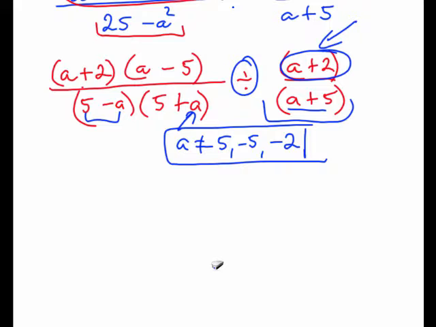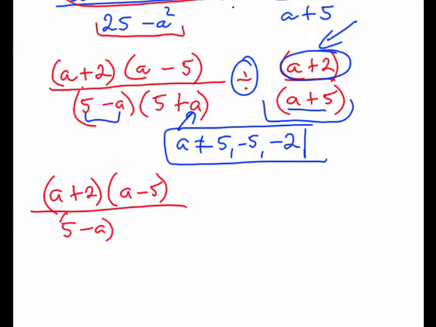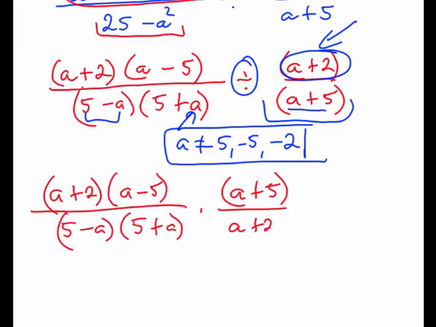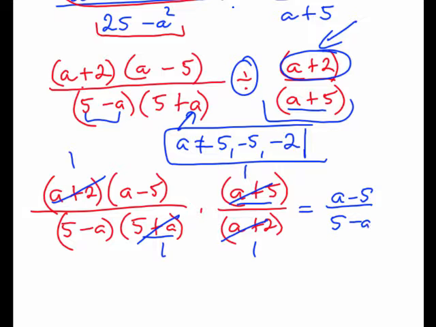Alright, let's rewrite our division in terms of multiplication. A plus 2 times a minus 5 over 5 minus a, 5 plus a, times the reciprocal of the second fraction. And now I can cross-reduce factors that are the same. A plus 5 and 5 plus a are the same, so they divide to 1. A plus 2 and a plus 2 are the same, they divide to 1. Now we're left with, I'm just going to write this out for clarity, a minus 5 over 5 minus a.